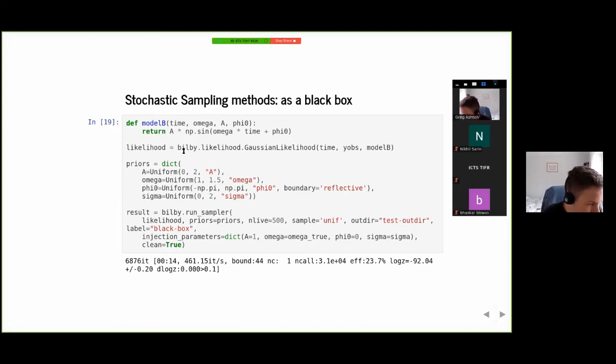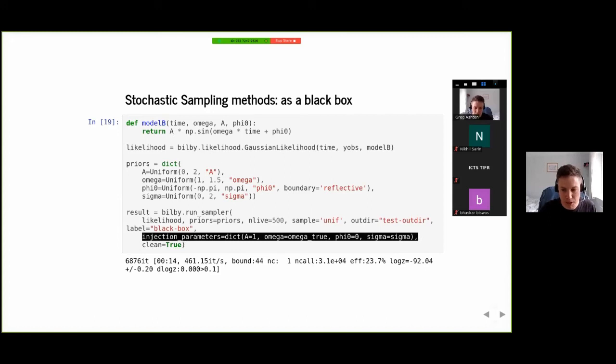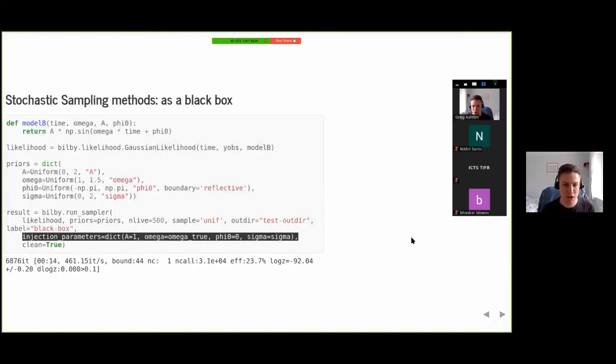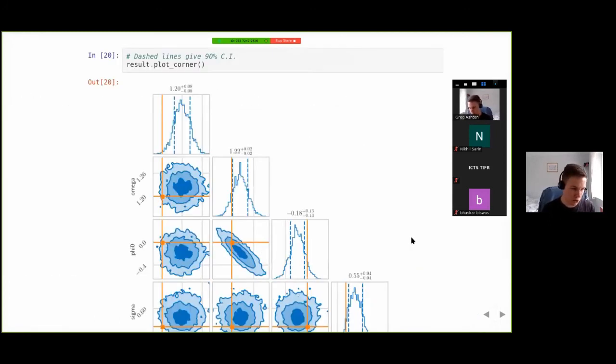Are the injection parameters starting guesses or point values? No. The injection parameters that I'm passing in here are just used for plotting purposes. This is just so that when you make this plot, the orange lines show up. That's all they are.